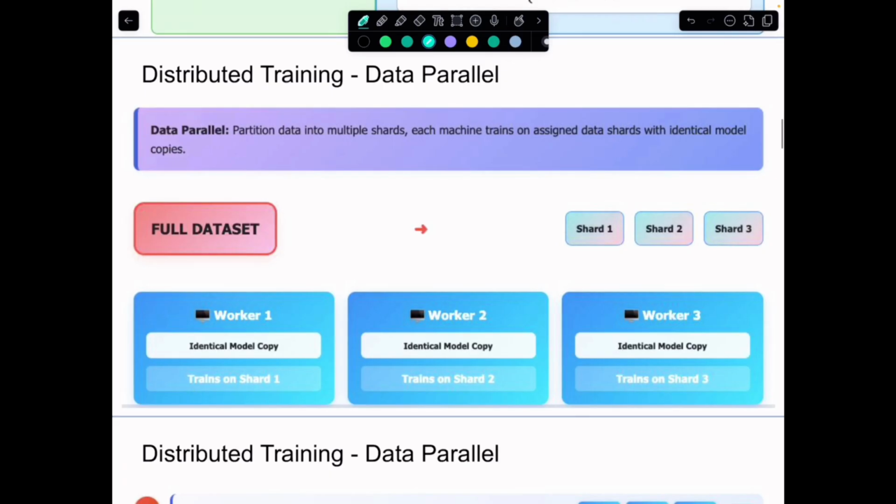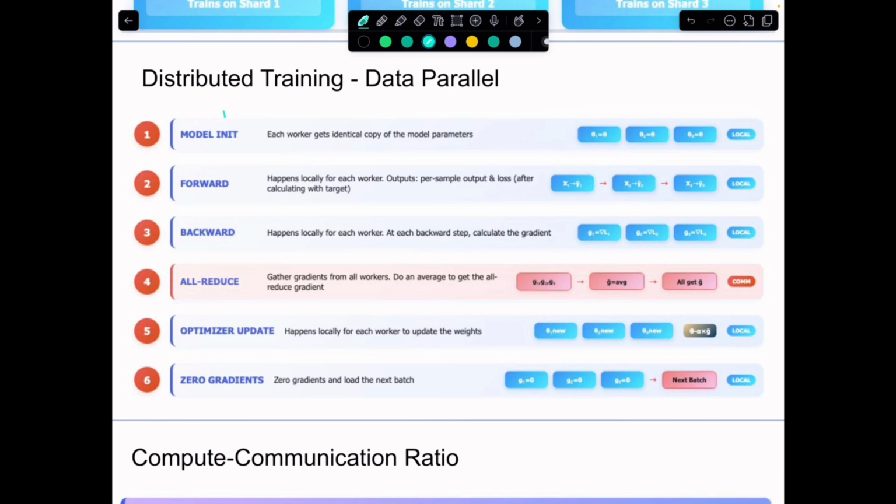Next, let's talk about data parallel in distributed training. Essentially, data parallel means that when you have a large amount of training data, so large that it cannot be stored in one machine, you need to partition your data into multiple shards so that each machine holds its own data. A typical data parallel has the steps below.